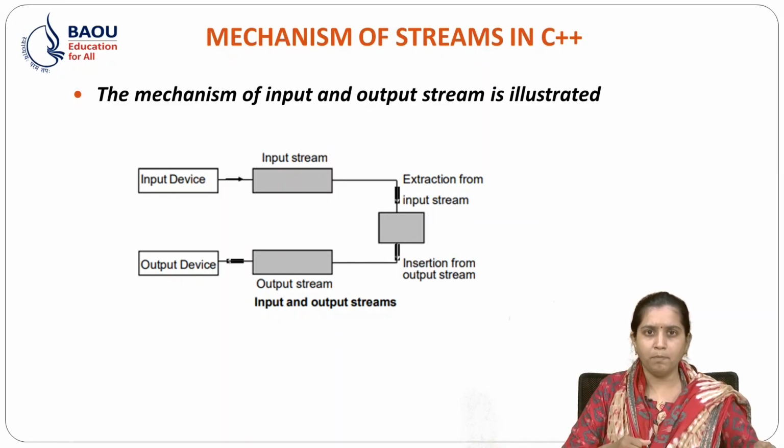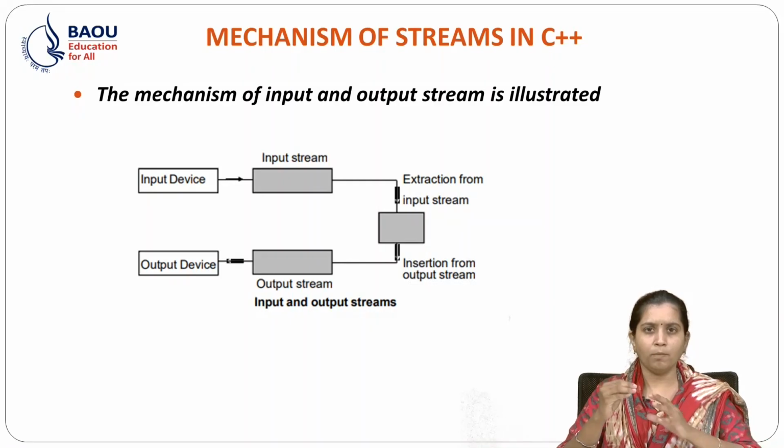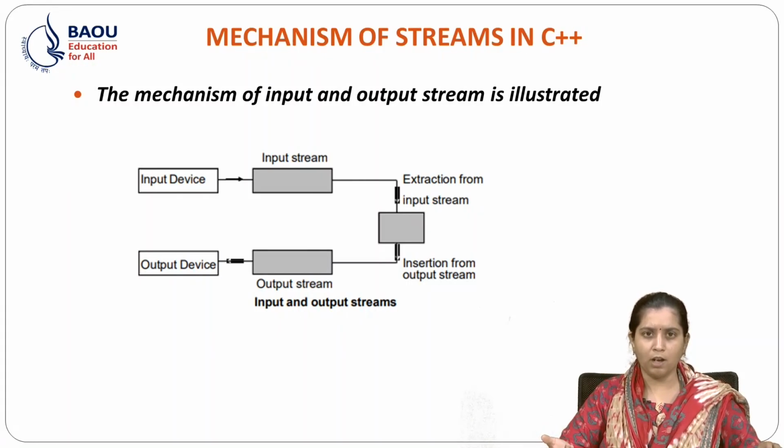The input stream pulls the data from the keyboard or storage devices such as hard disk, floppy disk, etc. The data present in the output stream is passed on to the output devices such as monitor, printer, etc. So the stream acts as an intermediator or interface between the input-output device and the user.